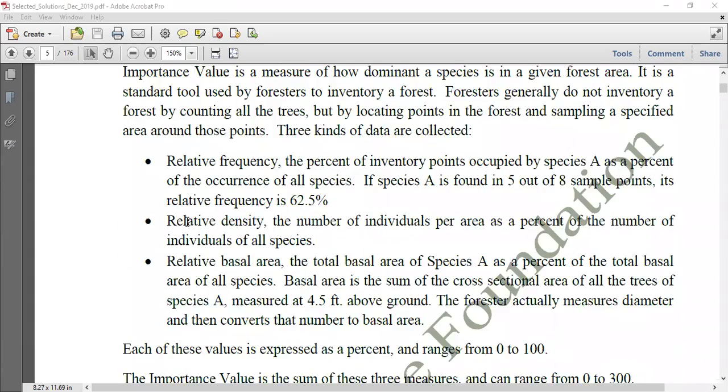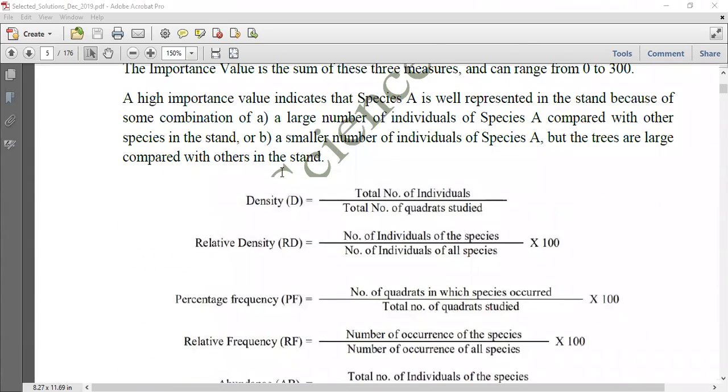So the terms which are quite relevant here are relative frequency, relative density, and relative dominance. Apart from that, we can see the formulas with the help of which these quantities are calculated. If we have to calculate the density, then density is calculated as the total number of individuals to that of the total number of quadrats studied. Then relative density is calculated as the number of individuals of a species to that of the number of individuals of all the species, and because it is a percentage, it is multiplied by 100.